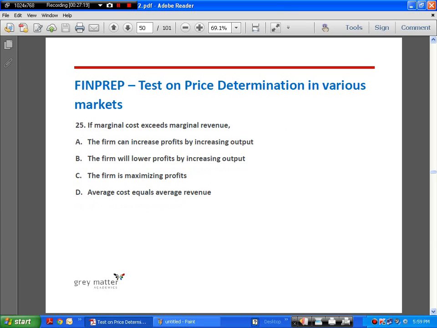The 25th question. If marginal cost exceeds marginal revenue, it is a situation where to produce every extra unit of output, the firm is incurring more than what it could raise by selling it in the market. So, therefore, if the firm continues to produce more, it will start incurring losses. The right answer is the firm will lower profits by increasing output.